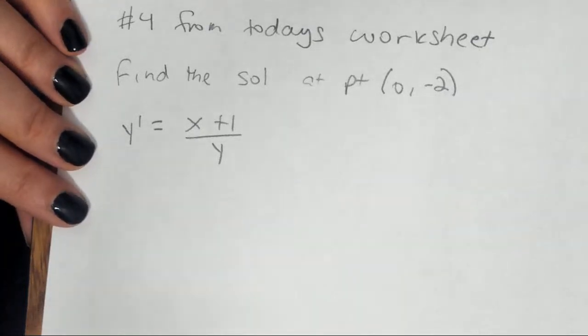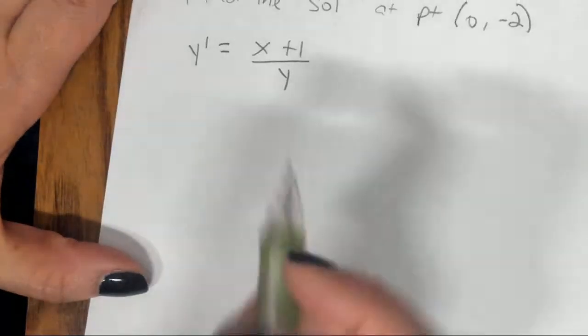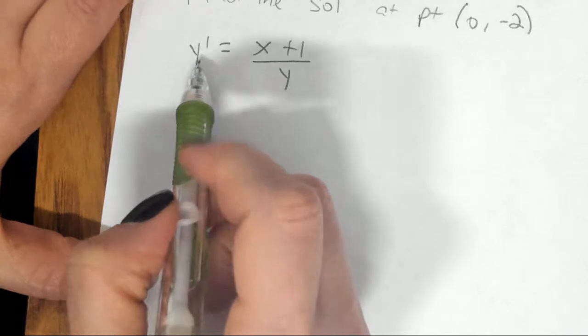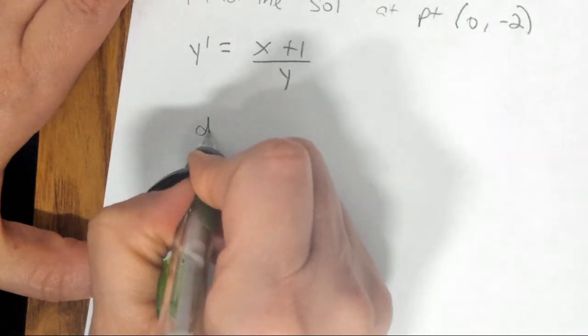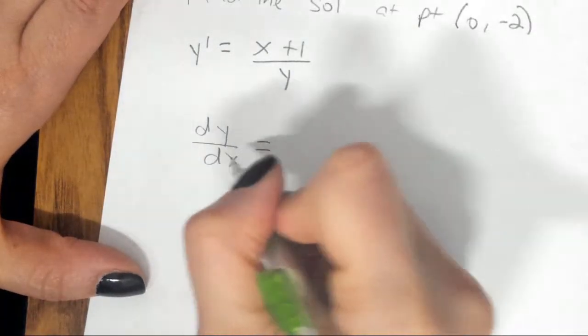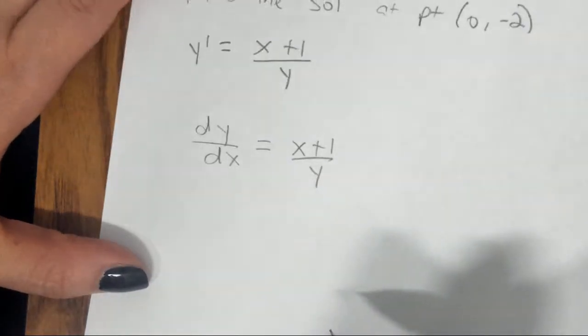So this is number 4 from today's worksheet. Okay, our first step: if we see it written as y prime, we want to write it in proper notation, or the Leibniz notation, which helps us with integration, dy over dx. So if needed, that's your first step.